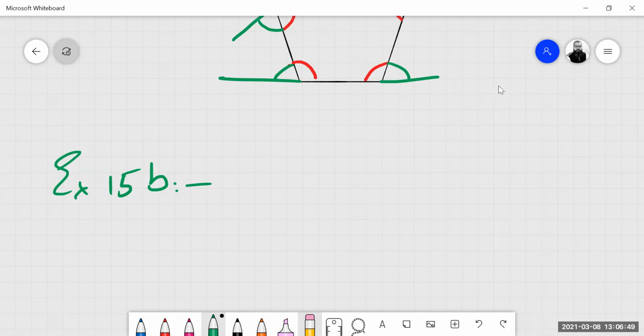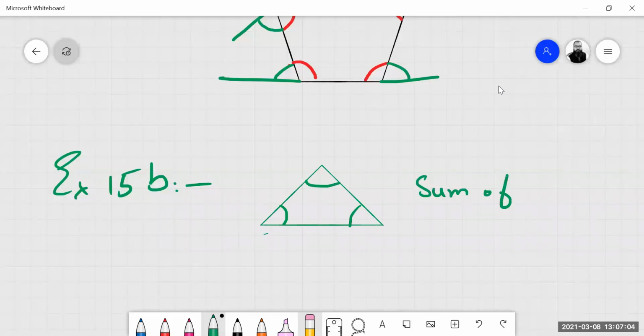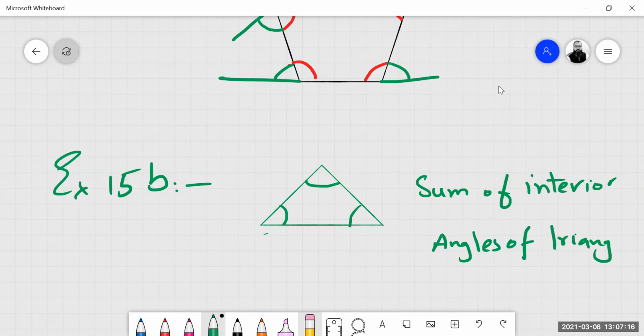This is a triangle. Sum of interior angles of a triangle is 180 degrees. Always. This will always be 180 degrees.